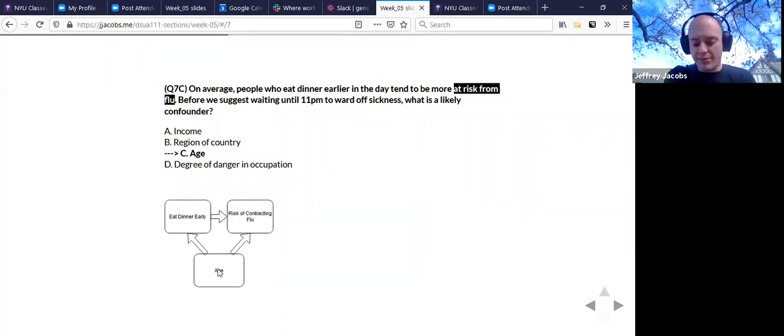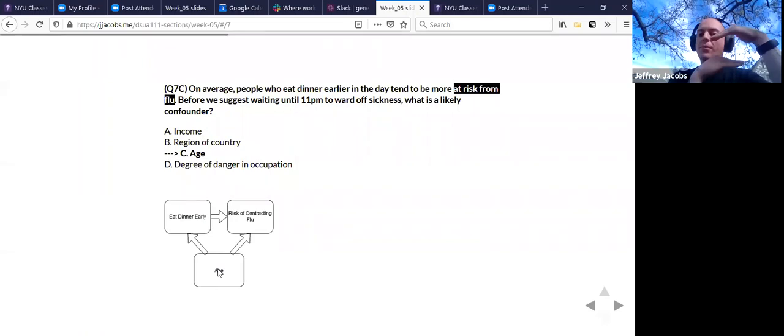Because there are just regions that have more mosquitoes, for example. So that one is very tricky because region of country is a pretty good answer, but age is... I didn't write this assignment, right? But the people who wrote it put age as the correct answer because age is slightly even more parsimonious than those two stories.